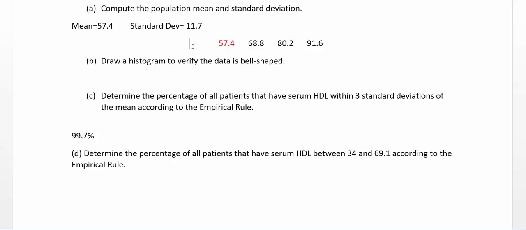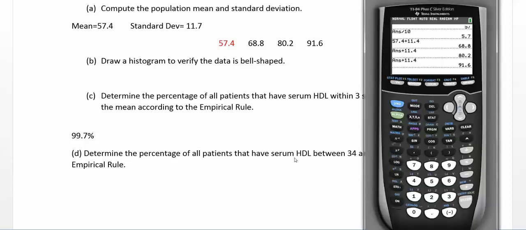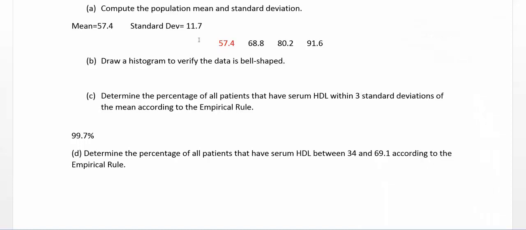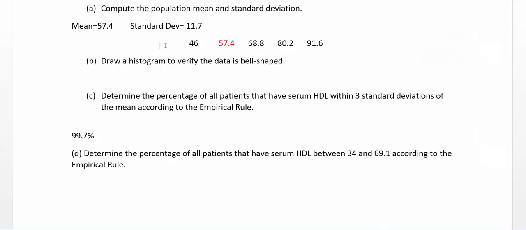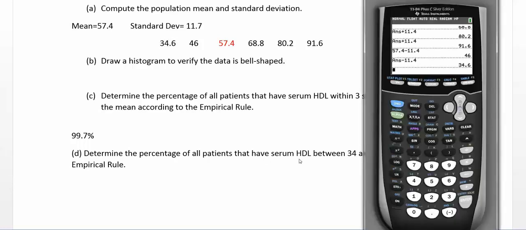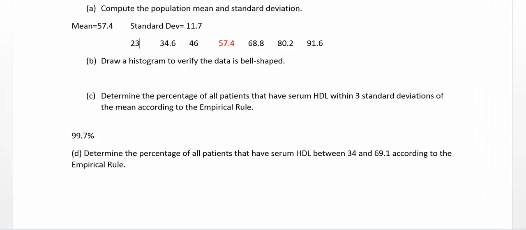All right, so let's go the other direction. If I go 57.4 minus the 11.4, I get 46. So we'll go one more, two more below. We'll keep going. So minus 11.4, I get 34.6. And we'll do it again. Minus 11.4, and I get 23.2.